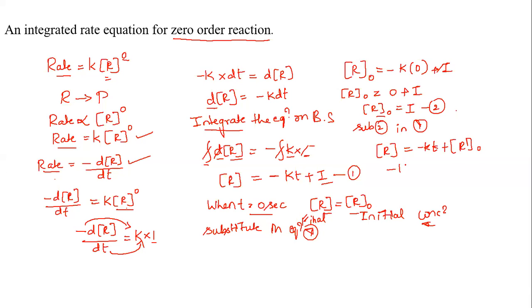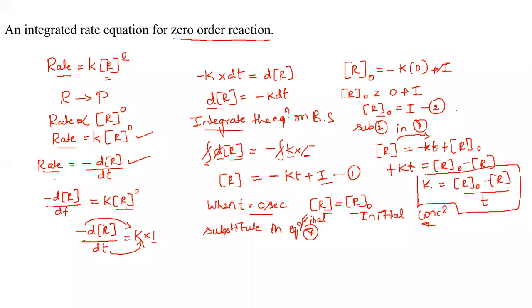Therefore, minus KT is equal to, minus KT will be sent here. When it comes to the RHS, it becomes plus. So R, I am going to send to the RHS. So R naught minus R. What is the value of K? R naught minus R whole divided by T. Okay, so this is an integrated equation for a zero order reaction.